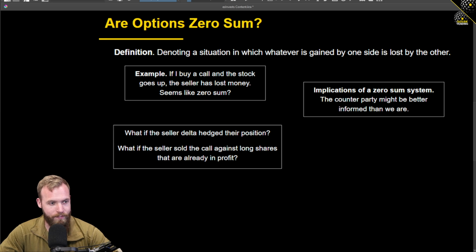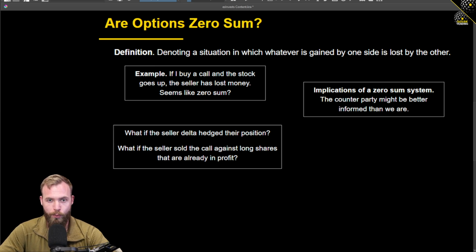So what if the seller delta hedged their position? So let's say as soon as they sold their option, they went out and they bought the delta equivalent of offsetting the deltas. Or what if the seller of that option is actually a retail trader that sold that call against long shares that are already in profit? Would that also be a consideration?